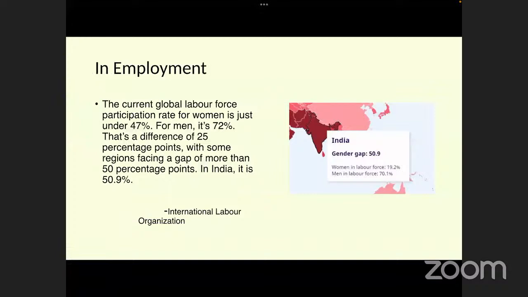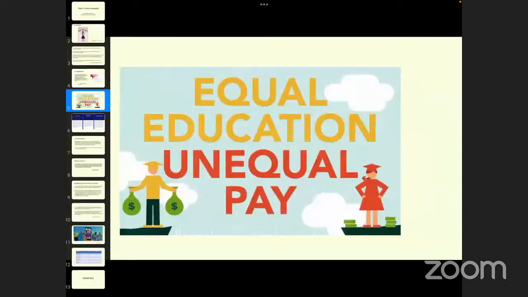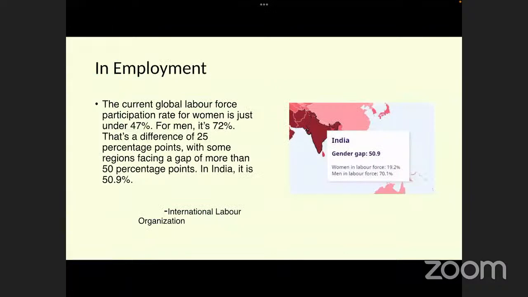It is calculated by expressing the number of persons in the labor force as a percentage of the working age population. So we can find it as a sum of the number of persons employed divided by the number of persons unemployed. So this is a problem in India comparatively as compared to the world. The gender gap in India is 50.9%. That is, men in the labor force are 70.1%, while women are just 19.2%. So this is one of the issues that we need to address.